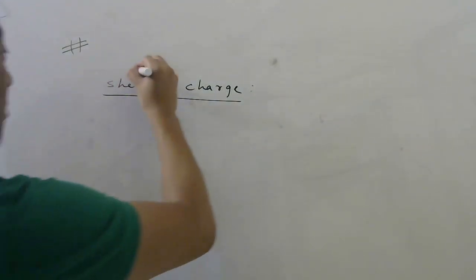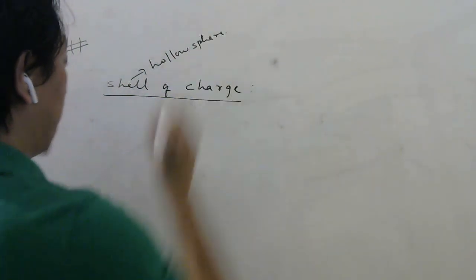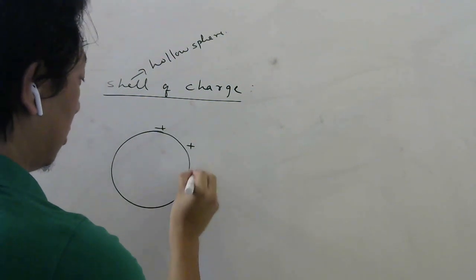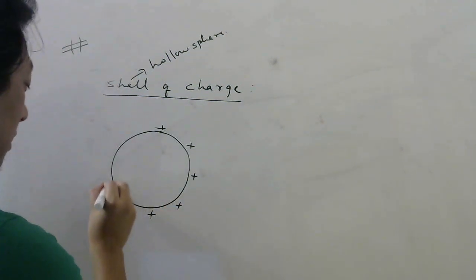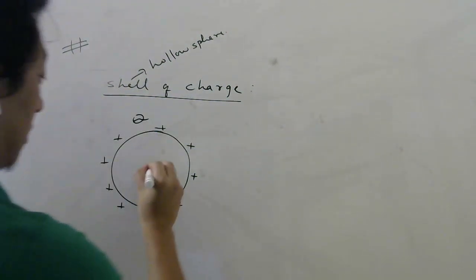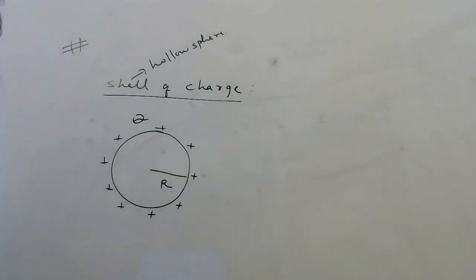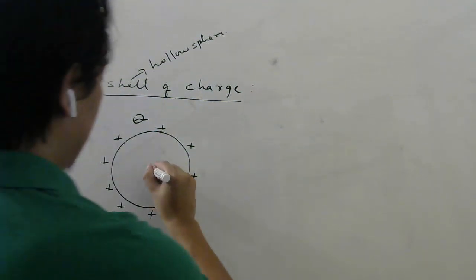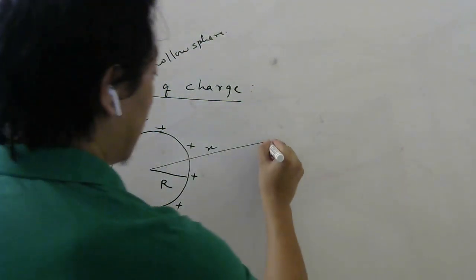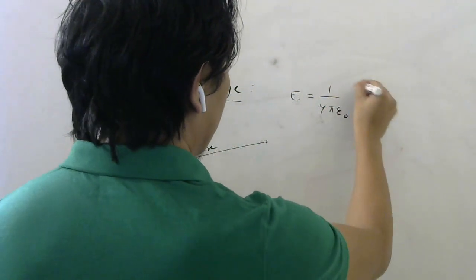Shell means, last class also I told you, hollow sphere. So let's say you have a sphere and whatever charge you put will be on the outer surface. Inside there will be nothing. And the total charge is capital Q. Radius of the sphere is capital R. Now at some distance x, let us say, from the center, what was the electric field? Already we have done using Gauss law, Q by x square.